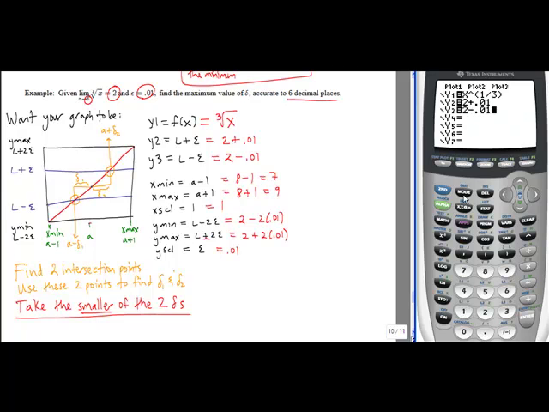And then we're going to go to our window, and we're going to type in for our x's. Remember, our x should be centered around that 8. So I want to go 1 to the left of it, which would be 7, and 1 to the right of it, which would be 9, and an x scale of 1. So that's good to go.